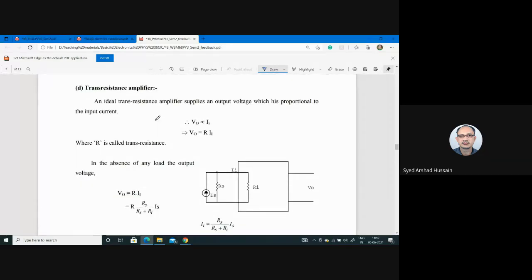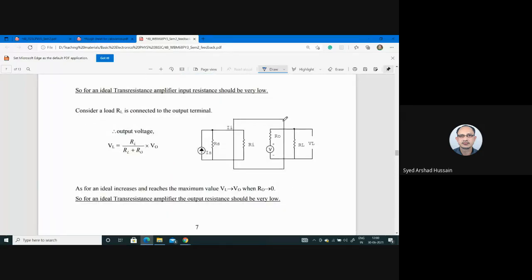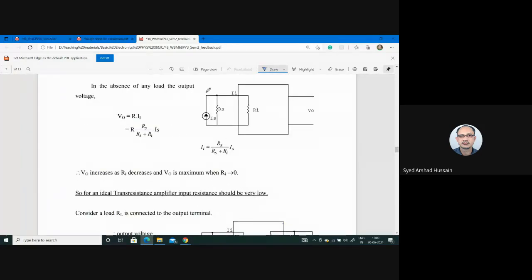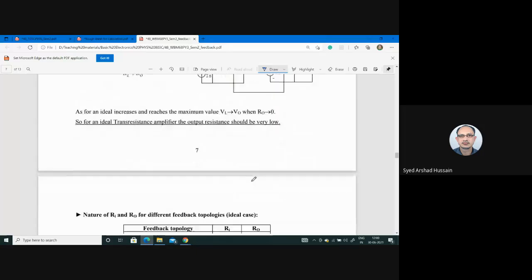Similarly, for a transresistance amplifier, output voltage is proportional to input current, and here the proportionality constant is known as transresistance. Here the output is voltage, so at the output we will apply Thevenin's theorem, resistance and voltage in series. Our input is current, so we will apply Norton's theorem and draw a source and resistance in parallel. Here we see that Ri tends to 0, and R0 also should be 0.